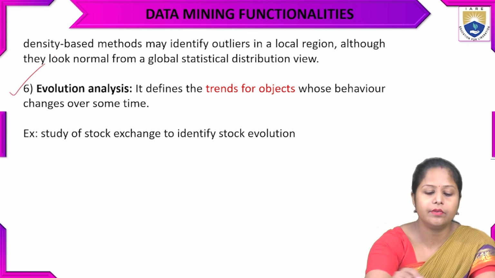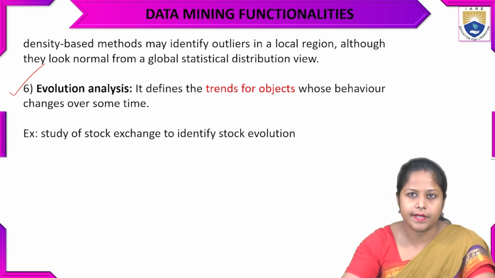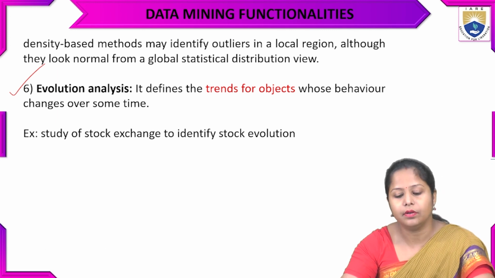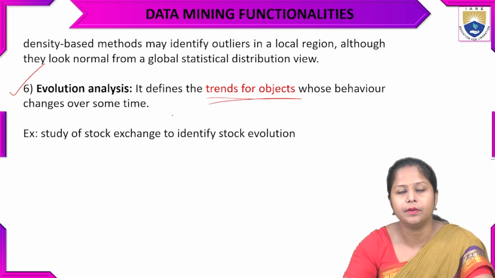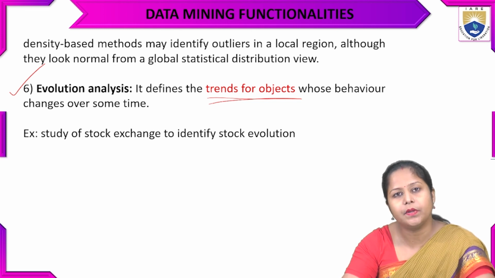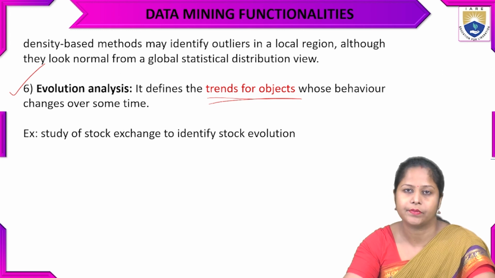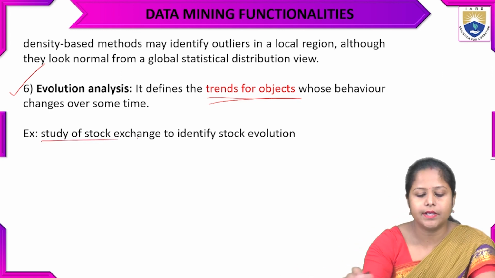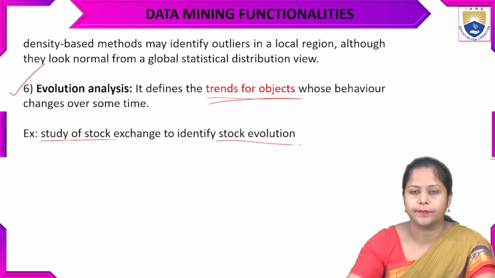Sixth functionality is evolution analysis. Basically it describes the trends for objects whose behavior changes over time. If the behavior changes over a certain time, the trend of the object will be carried out through this evolution analysis. For example, the study of the stock exchange to identify stock evolution.